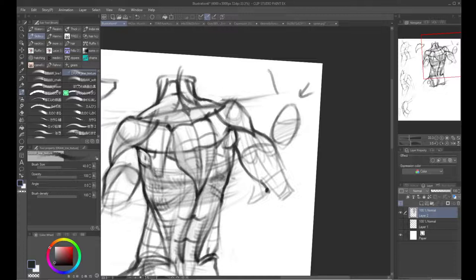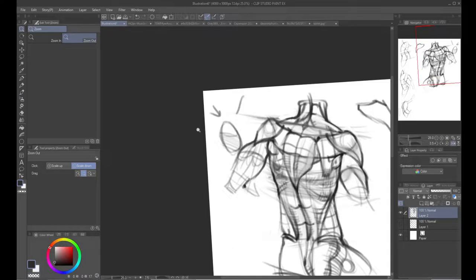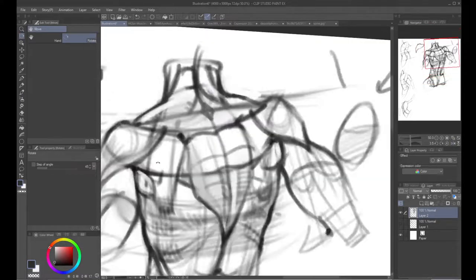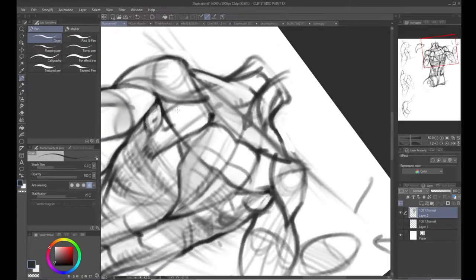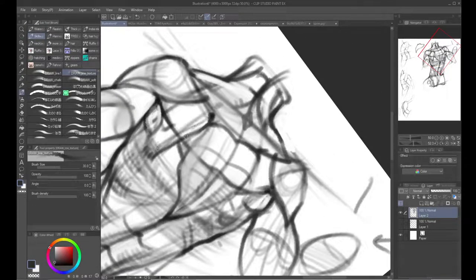Now the end of the scapula, let's emphasize it a little bit. Let's show how the bone is peeking through the flesh, like this. And let's show the volume of the scapula here.